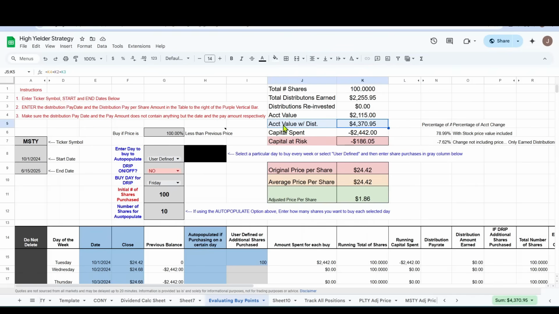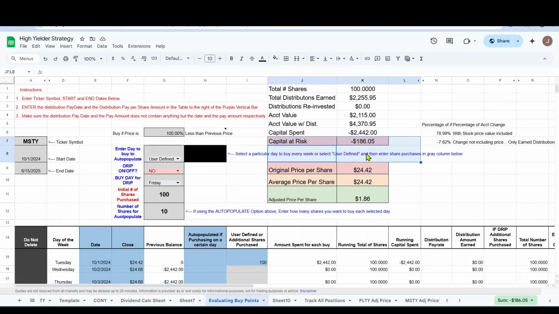And that's the account value with the distributions, meaning it's worth $4,370.95. And if you only spent $2,400, then you could technically sell it at the current moment and you will be profiting that difference. So it is not a losing trade currently, right? You've made money. And once this capital at risk goes to zero, even if you don't buy any more shares, all that capital coming in is free and clear. And you can use that then and roll it back into MSTY or buy other stocks with it or whatever you want to do at that point.